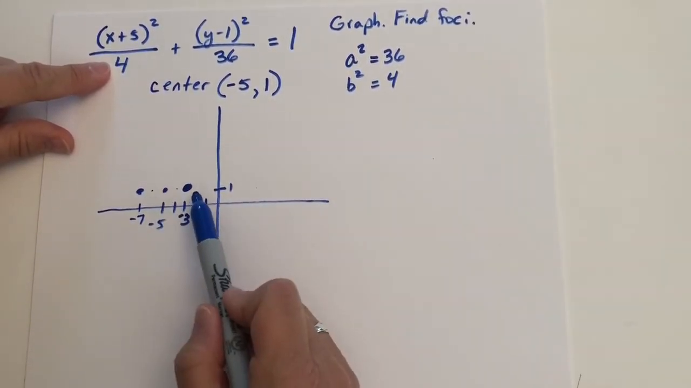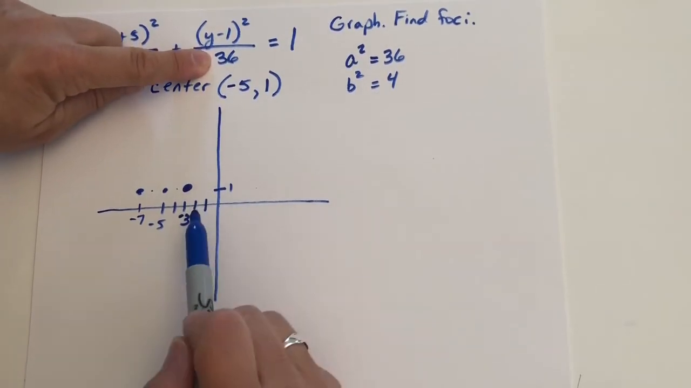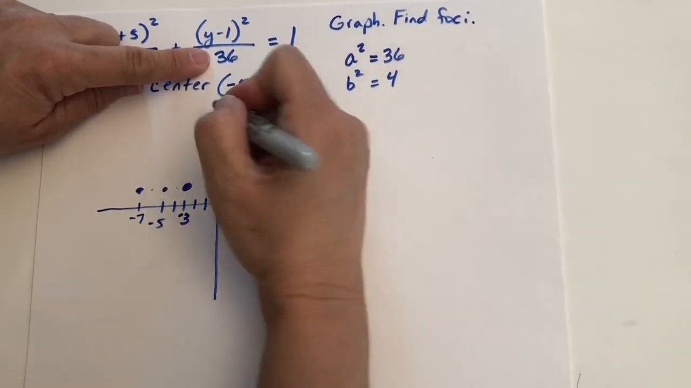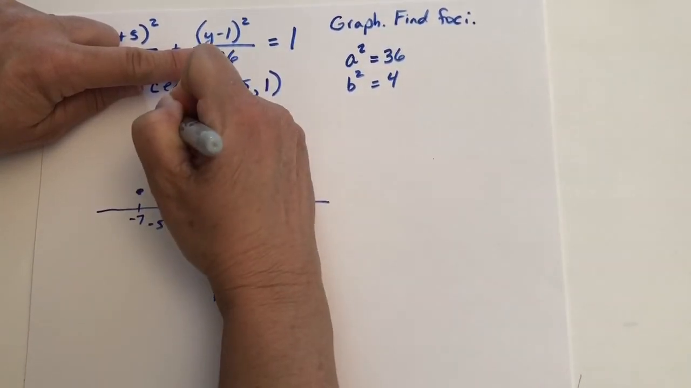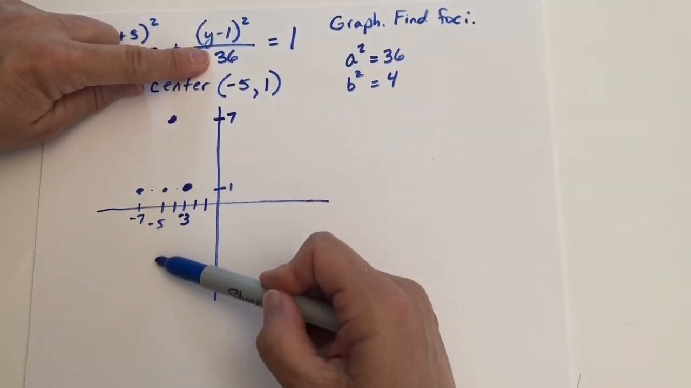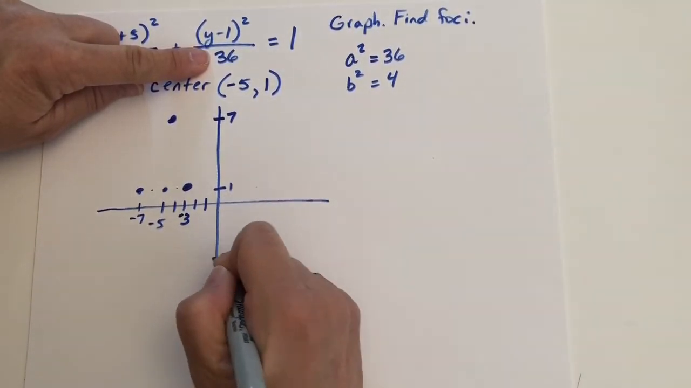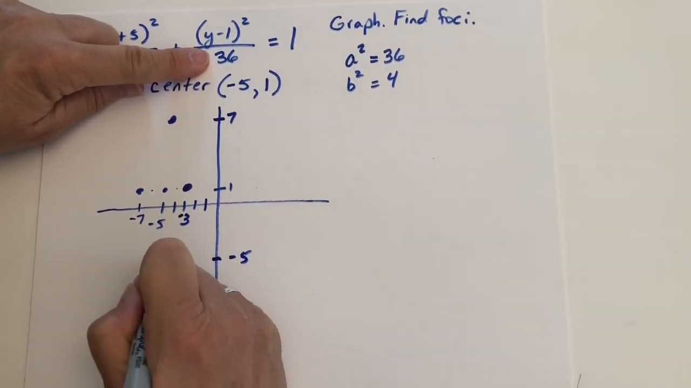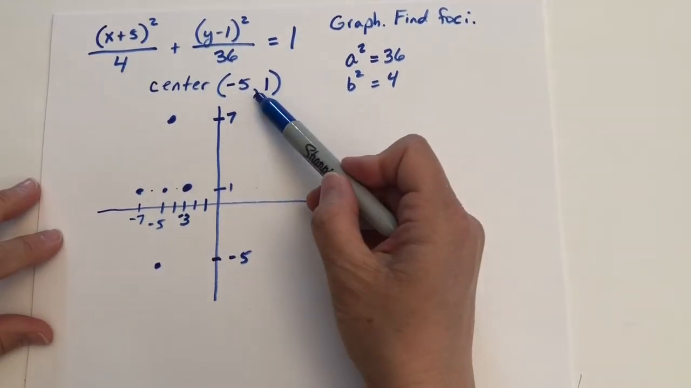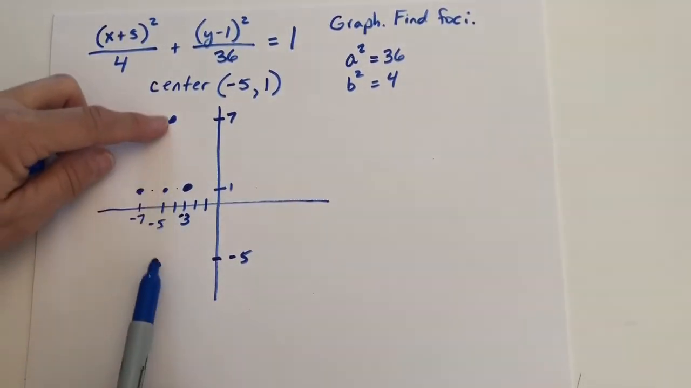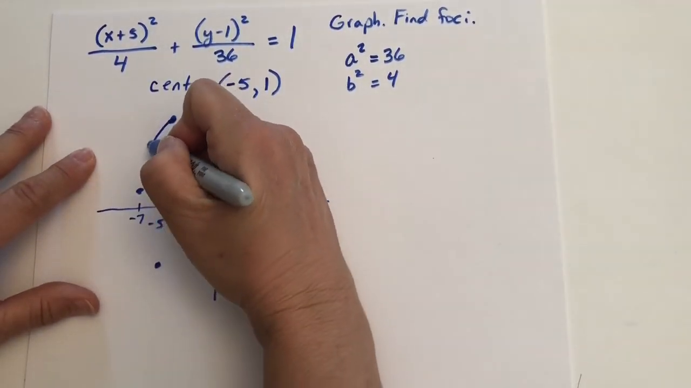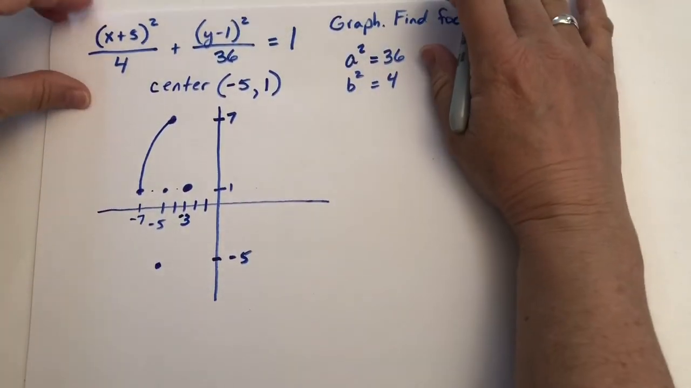And in the y direction, I take the square root of this number and I'm going to go up 6. So here at 1, I'm going to go up 6. That put me at 7. And I'm here at 1 and I moved down 6. Where would that put me? At -5. So I have my center at (-5, 1). I can see my major axis is vertical. My minor axis is horizontal.